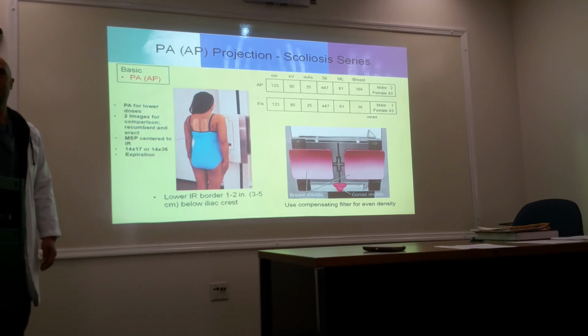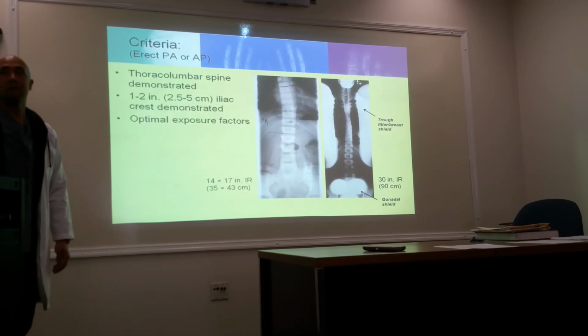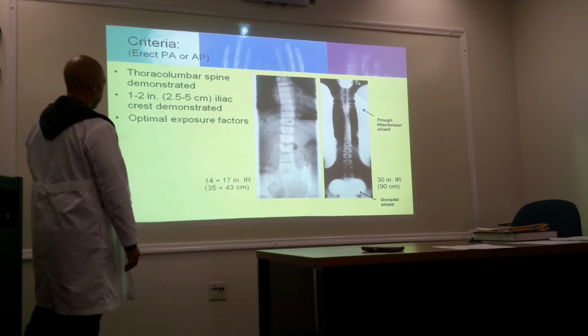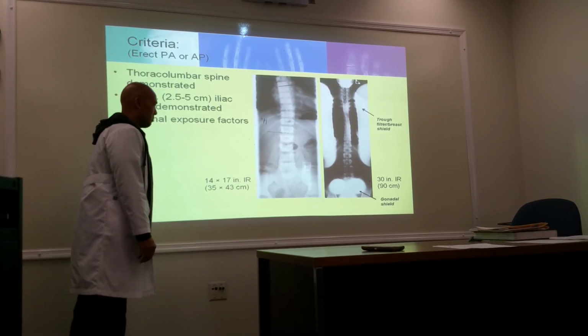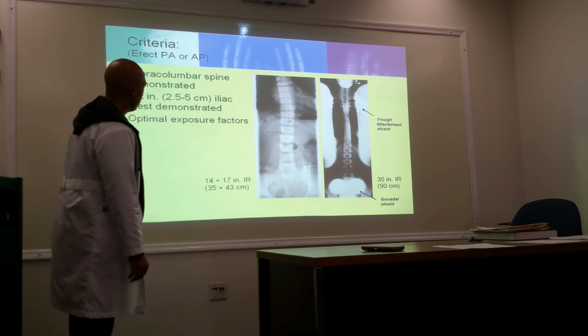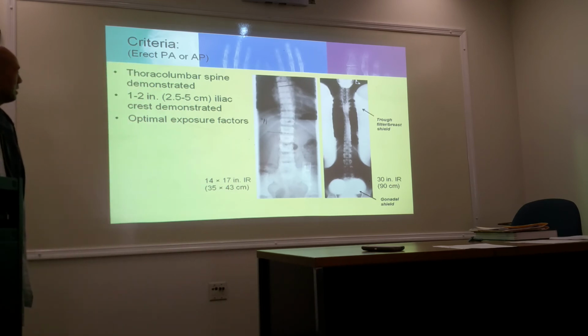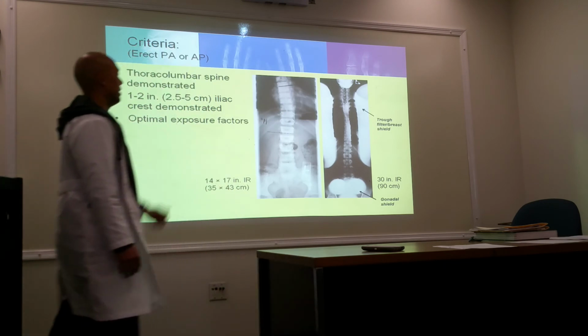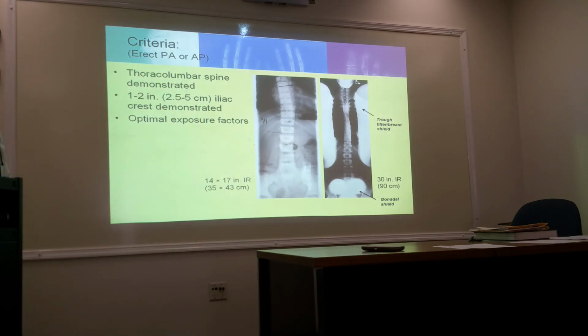When you guys do your scoliosis studies, do you do 1 laying down, 1 upright, or you just do 1? Just 1 upright? Okay, so the thoracolumbar spine is going to be demonstrated. You should have visualization of the spine about 1 to 2.5 inches below the crest with optimal exposure factors. We got 2 images here again, one with just a 14 by 17 and one with a lengthier image receptor. Again, we're not too concerned about detail, we just want to see alignment.